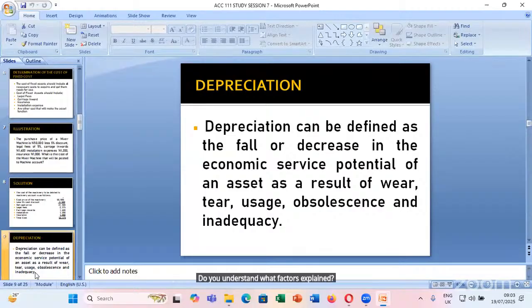Yes, sir. That's a good one. So when you are asked what is depreciation, it is the fall or decrease in the economic service potential of an asset.